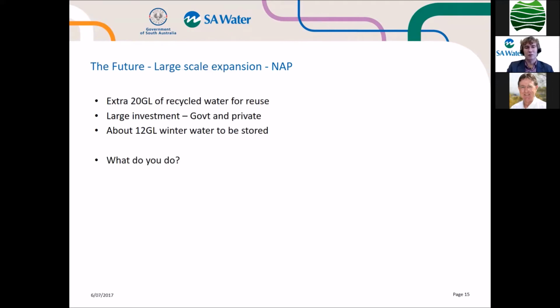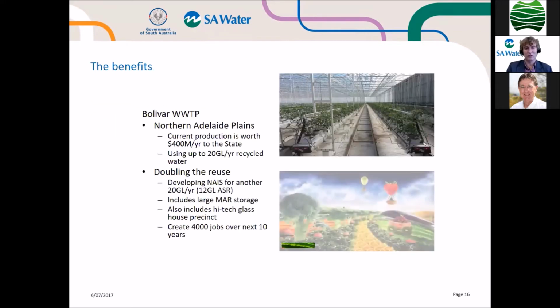It would be a large investment by government and private sector, and with the full implementation of that 20 gigalitre scheme, we'd be looking at storing 12 of those gigalitres in a recycled water MAR scheme. Now, we're at the stage where this is a potential. We can have 12 gigalitres of storage on the surface, or we could have that in an aquifer storage system. We're still just working through which way to go with that. I personally would prefer to see it in the ground, and then we can keep that land on the surface productive and used for more production.